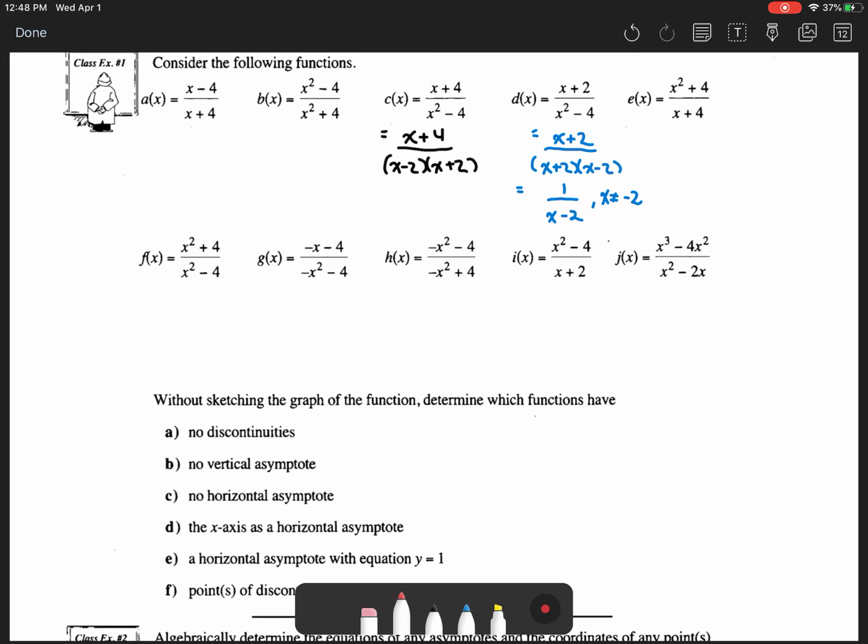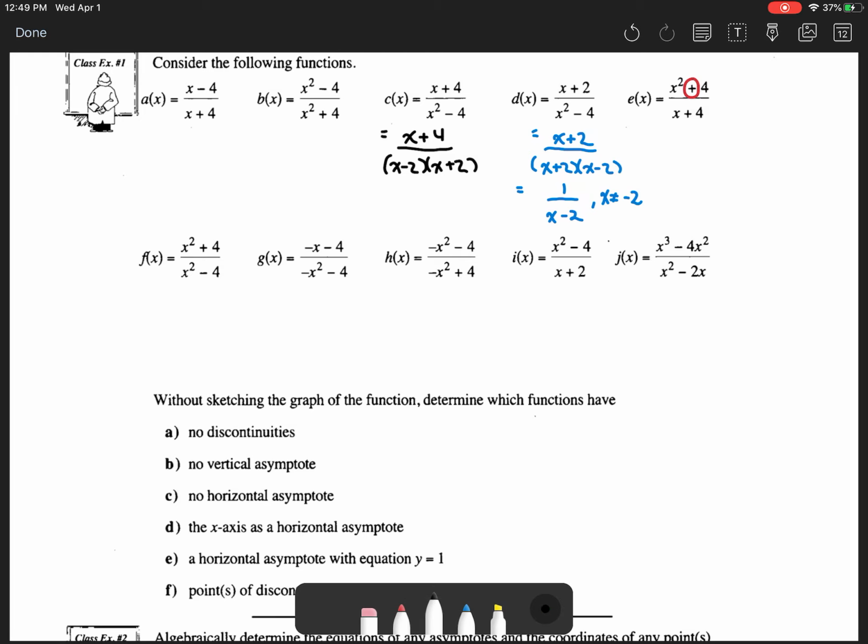All right, e of x, nothing I can do there. Again, it looks like I can factor that numerator, but remember it's x squared plus 4 in the numerator. So that is what we call a sum of squares, not a difference of squares, so we can't factor that. So actually for the first row of functions, only c of x and d of x can be simplified.